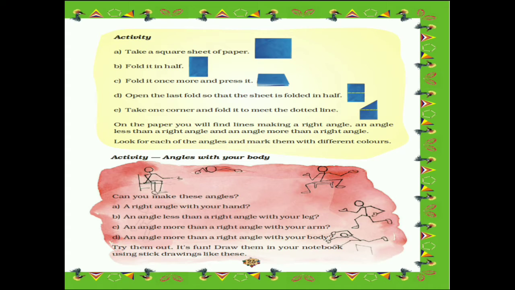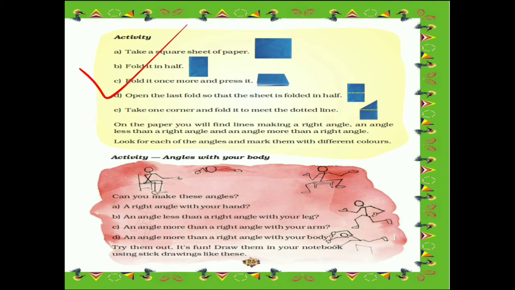So what you have to do? You have to first take a square sheet of paper, then fold it in half, then once more and press it, and then fold it once more and press it. Then again open the last fold and fold it in half. Then take one corner and fold it to meet the dotted line. So this is how to do the activity at your home.